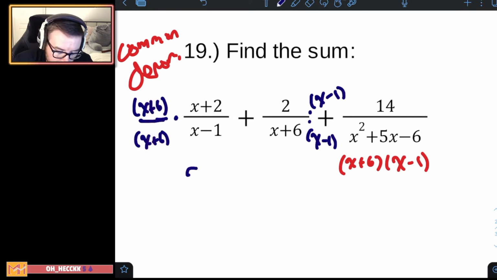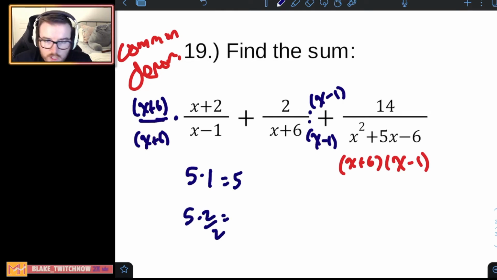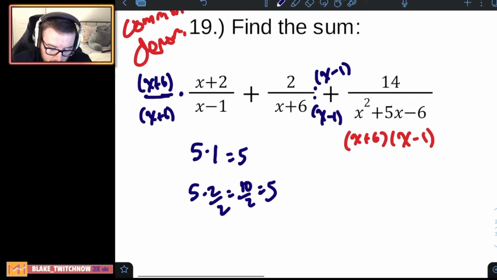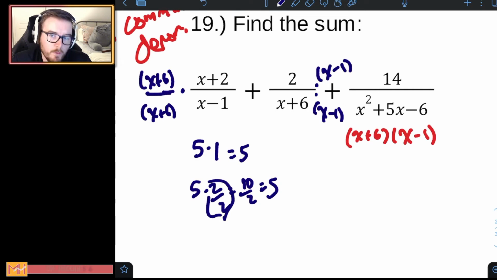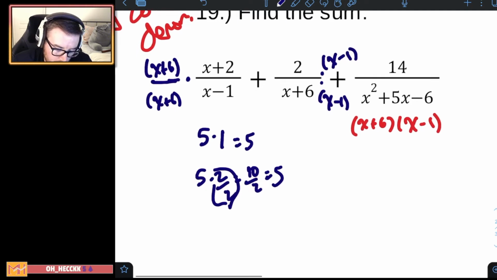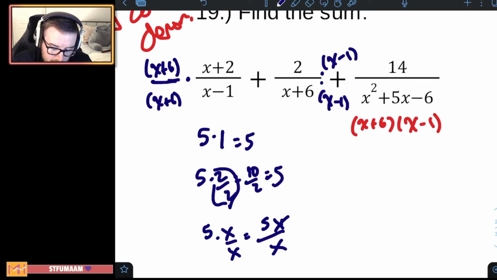When I take 5 and multiply it by 1, does that change anything? No, the answer is 5. If I multiply by 2 over 2, does that change anything? I get 10 over 2, but guess what? That's still 5. It's just a different way of multiplying by the number 1. I could multiply by x over x. But guess what? I'm going to get 5x over x, and the x's just cancel, and I'm left with 5.